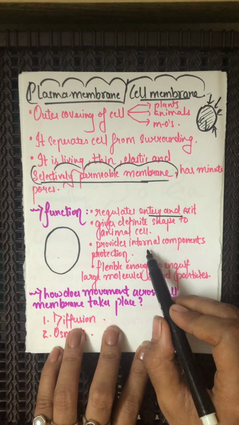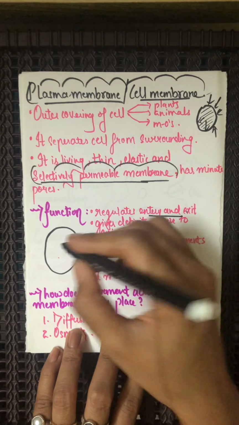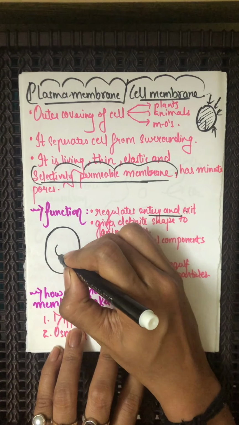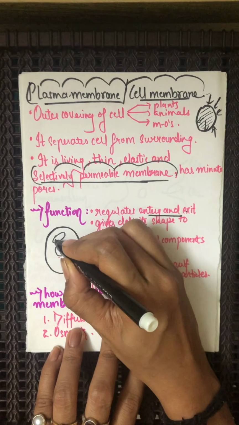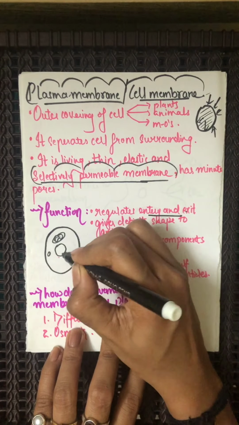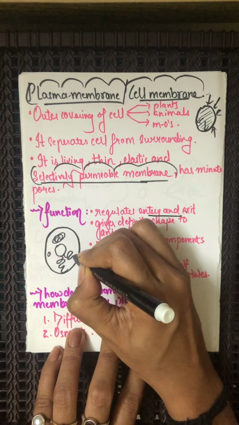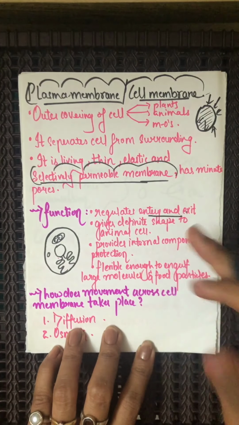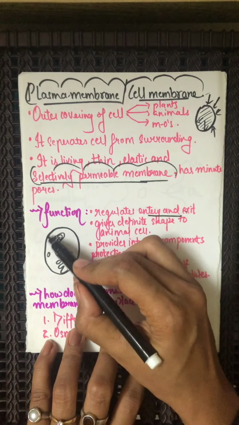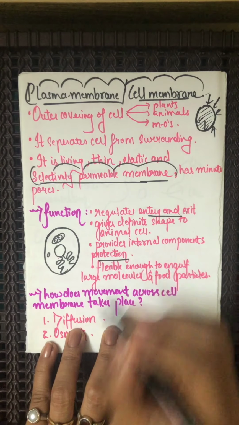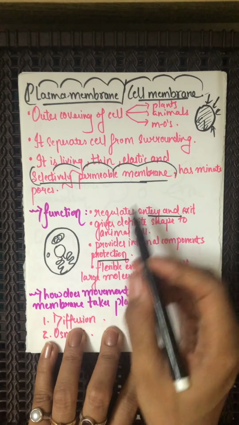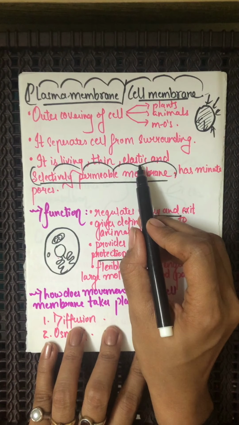It provides protection to the internal components, that is cell organelles such as the nucleus, the mitochondria, the Golgi body, the lysosome, the endoplasmic reticulum. So everything, the cytoplasm, everything has been protected with the help of the boundary, that is the cell membrane. So it provides protection. And it is flexible enough, as we saw over here, that is, elastic and thin.